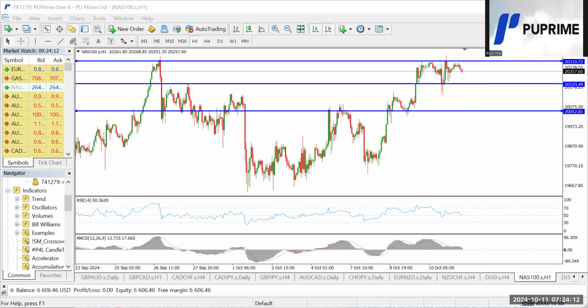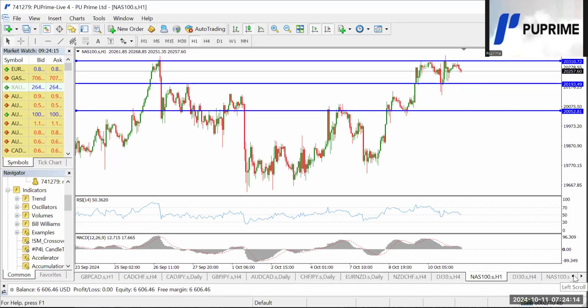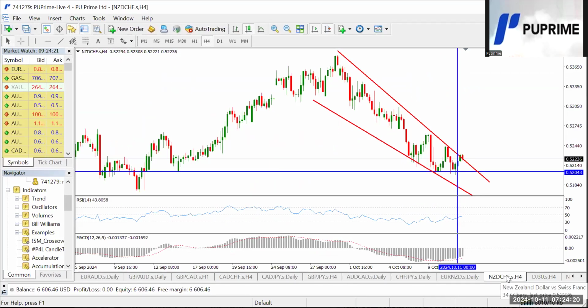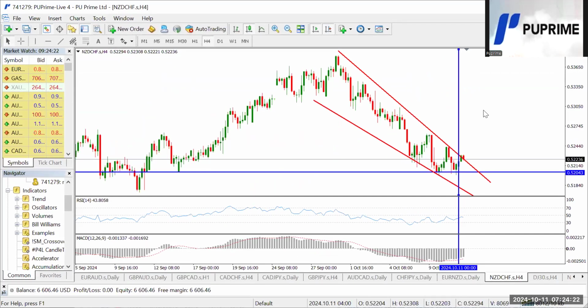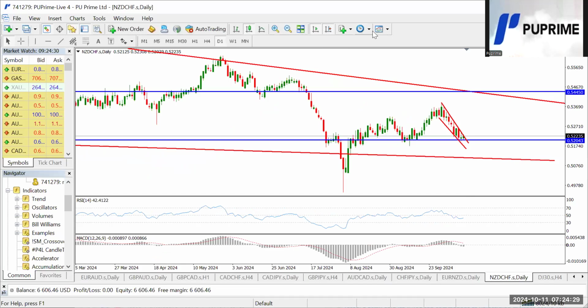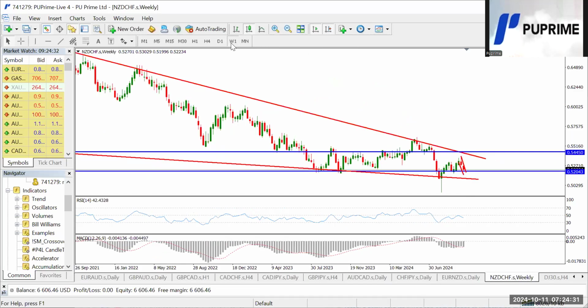And finally, okay, not finally, I think I'm a little bit in a hurry. I have a setup on New Zealand CHF. Now, this is swing. And if it's swing, it may not trigger today. But for those who are swing traders, they can take note of that as we end the week and anticipate entering into a new week.